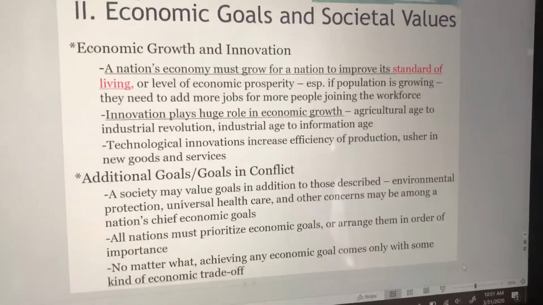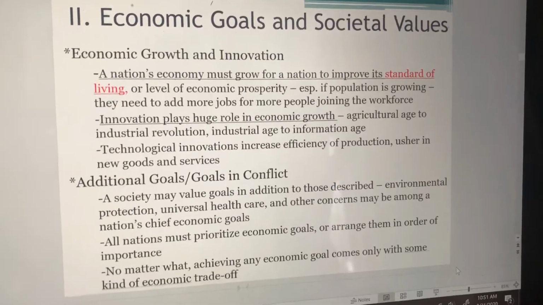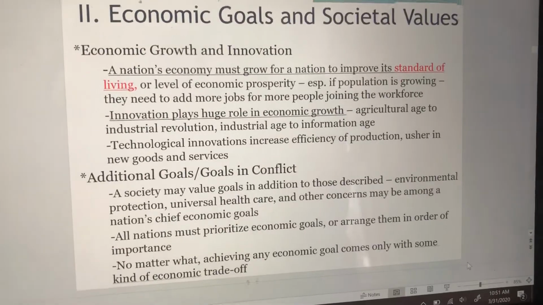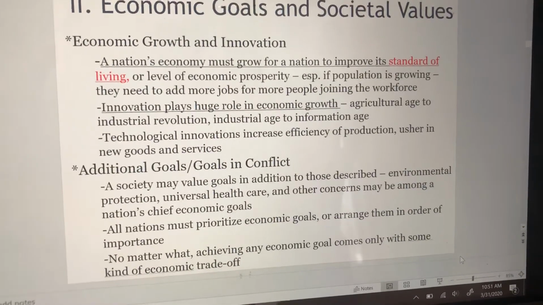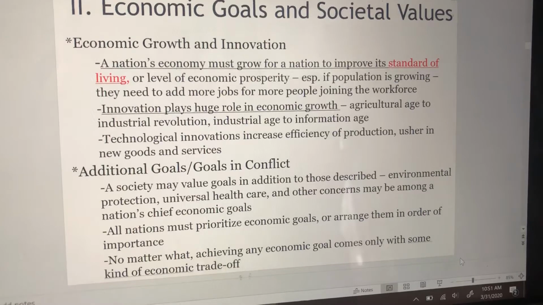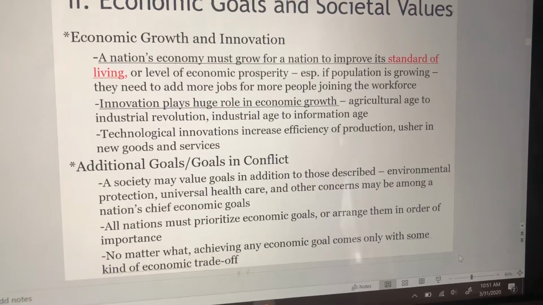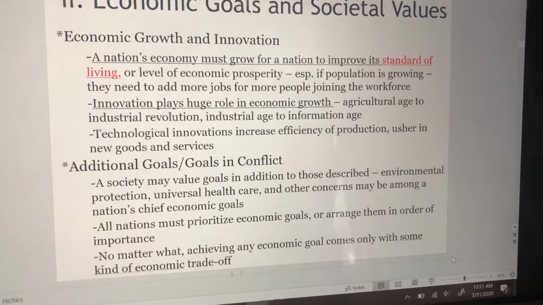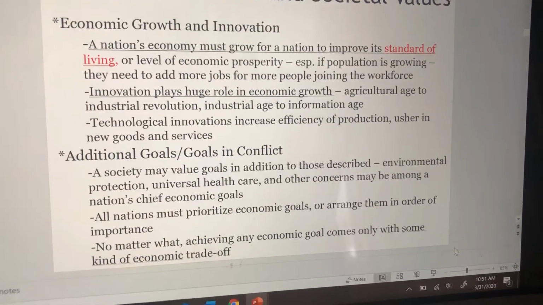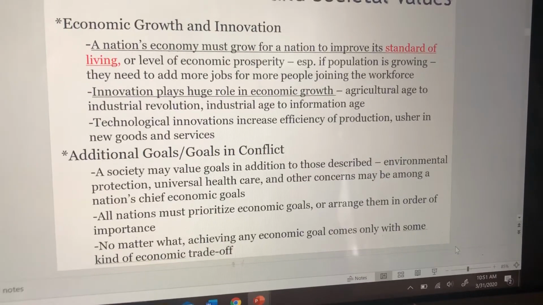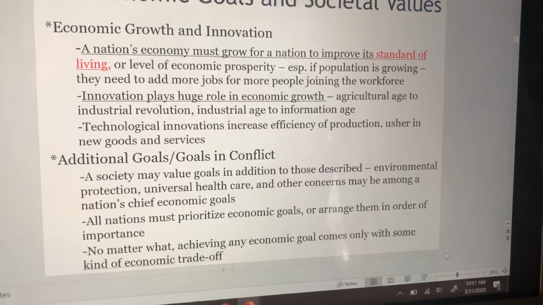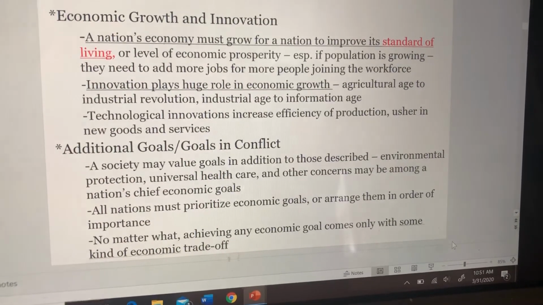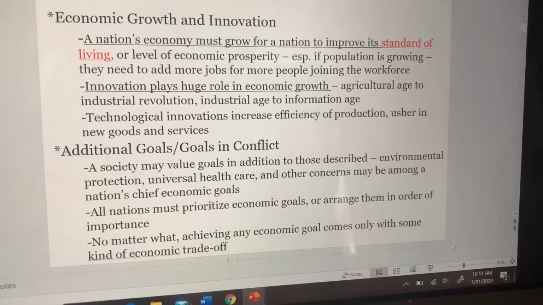All right, we're almost done. So the fifth goal was growth and innovation. Very simply, your economy has to grow for the nation to improve its standard of living. Okay, if you want to achieve economic prosperity, there has to be more jobs added, more people joining the workforce. There has to be constant innovation, constant advances in technology and tools. Think back to the Industrial Revolution. That all increases efficiency, and that all leads to economic growth.